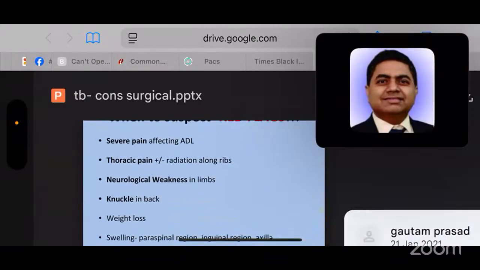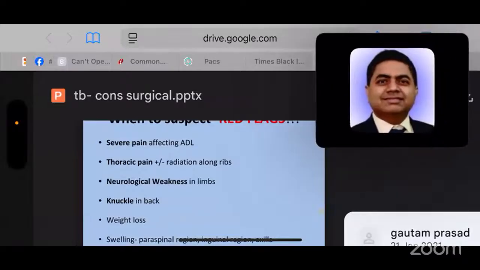So when to suspect that the patient might have some serious disease like tuberculosis? There are various red flags. These red flags can be severe pain, which is affecting the activities of daily living. Thoracic pain is very important. Why thoracic pain? Because back pain, lower back pain, and neck pain are mainly mechanical in nature. The thoracic spine is actually guarded with ribs. So if the pain is occurring in the thoracic spine, it might be something very serious affecting the vertebrae. So one should be very cautious whether it is the lower back, mid back or upper back which is getting affected. Thoracic pain is actually a red flag sign.